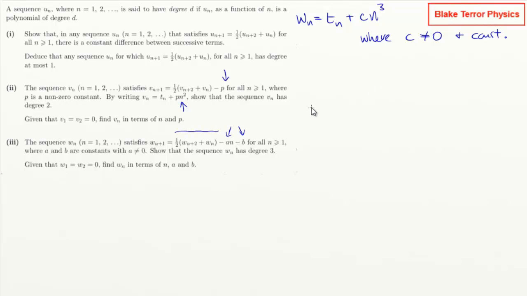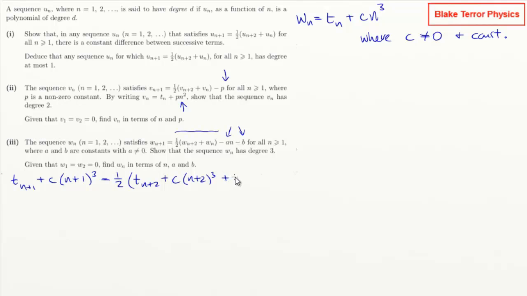Okay, and then I suppose I'll just whap it all in again and see what happens. So I'm going to have, what have I got? w n plus 1 then. I have to go back down the bottom again. So that is going to be t n plus 1 plus c n plus 1 cubed. Okay, so that's the easy bit. And then we've got a half w n plus 2, t n plus 2 plus c n plus 2 cubed.